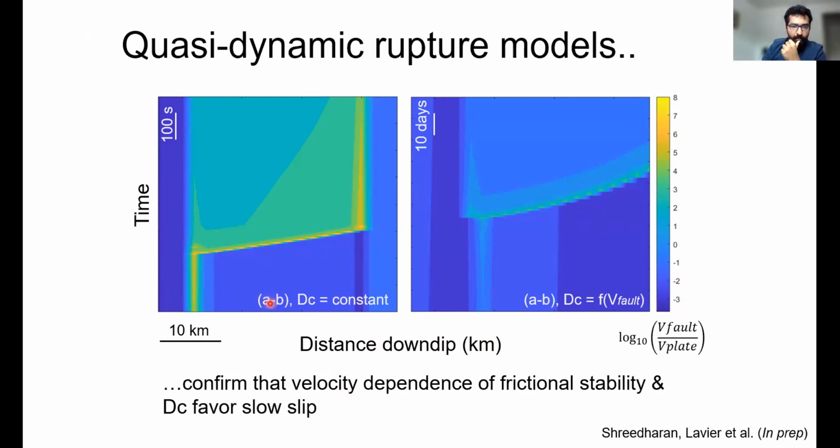So when all of my frictional parameters are constant, I have a rupture that starts here in space and time and basically nucleates in hundreds of seconds and propagates through the entire fault. Now, when I make the A minus B and D sub C velocity dependent, like in my friction experiments, suddenly the rupture lasts for tens of days, starting from here and propagating very, very slowly. So I've essentially turned a fast event slow.